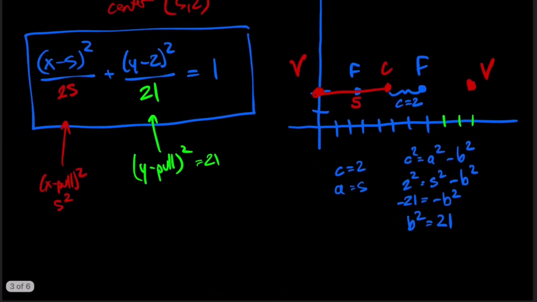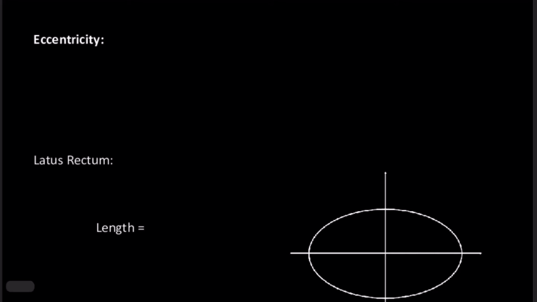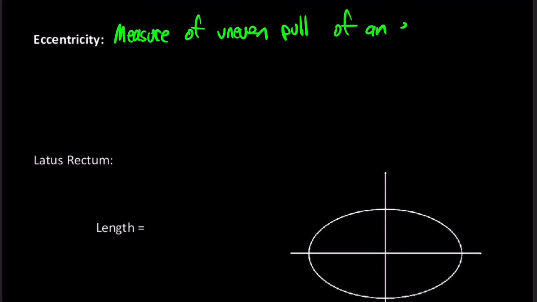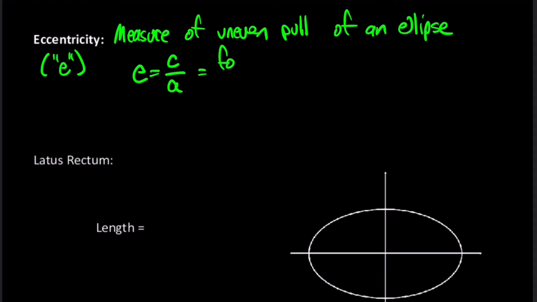Okay, let's talk about eccentricity. What is eccentricity? Eccentricity is defined as the measure of uneven pull of an ellipse. The eccentricity symbol is a lowercase e, and it's got a simple formula: e equals c over a. So it equals the focal pull over the major pull. It's not necessarily x, it's not necessarily y.